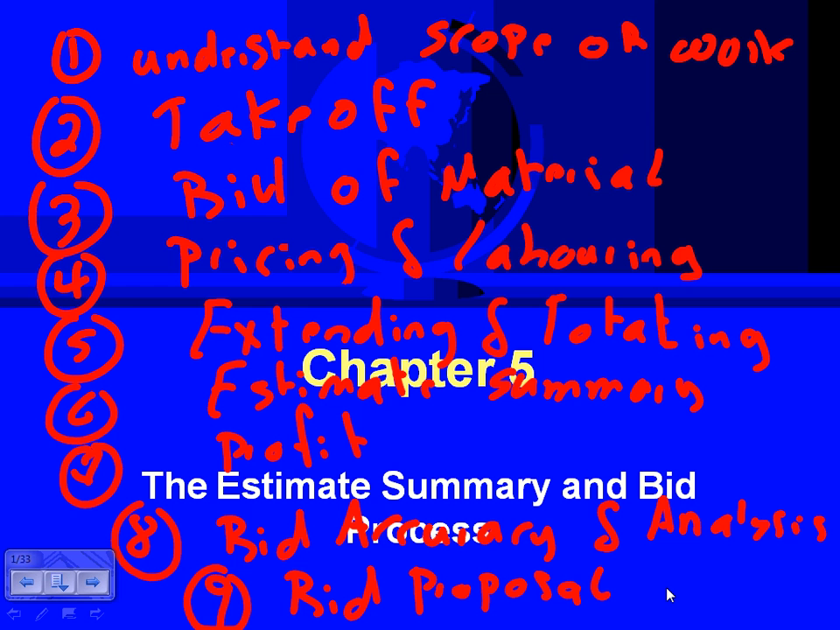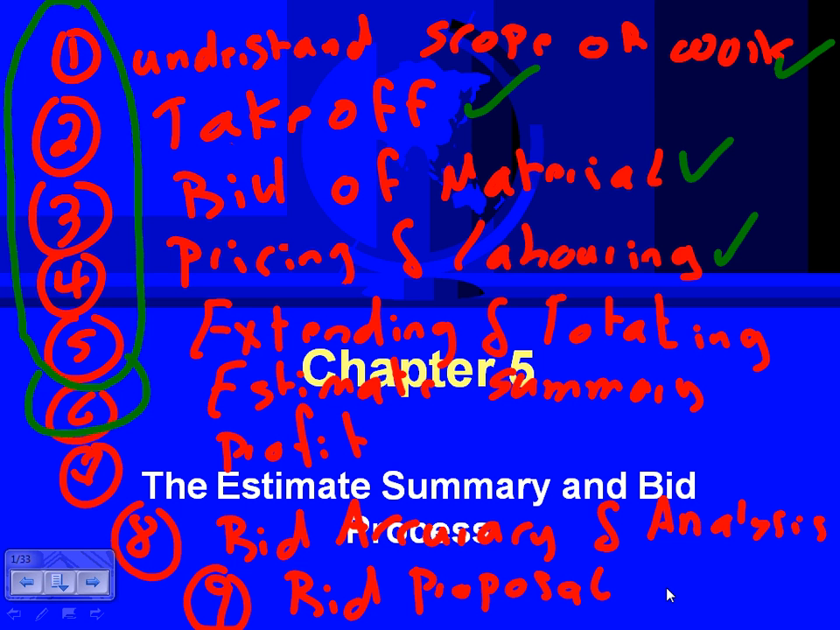Then we did the math, extending and totaling. We did all these first 5 steps yesterday, and we call them the estimate, including the estimate summary. Any questions, guys, about the first 5? The estimate actually takes the estimate summary with it. The first 6 is called the estimate. After you apply the profit, it becomes bidding. The estimate versus the bidding. Any questions about the scope of work, takeoff, bill of material, pricing and labor, extending and totaling?